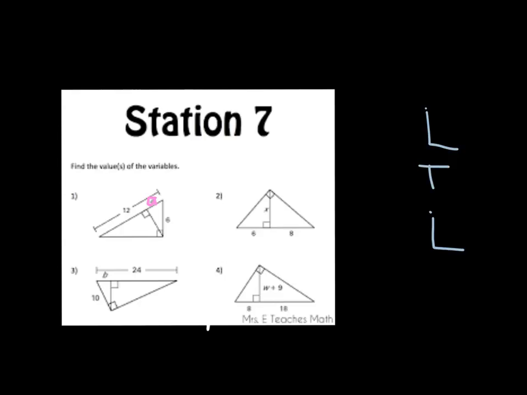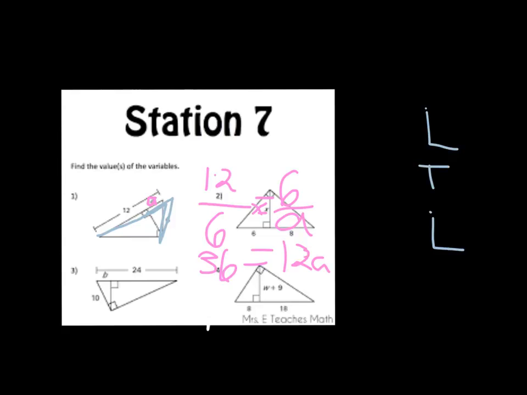So this is obviously one where we have to use the L rule. So I'm going to write over all of these. We're going to do 12 over 6 equals 6 over A because we're doing the L rule. As you see, I just drew that out. And we're going to solve it. So 6 times 6 is 36, and 12 times A is 12A. We're going to divide by 12 and get 3 equals A. So that is our answer for number 1.